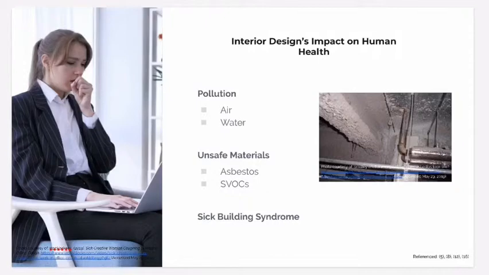Some materials used throughout the history of interior design have been proven to be unsafe for human exposure. You've probably heard that many old buildings, especially those built between 1930 and 1950, used asbestos as insulation and in flooring.